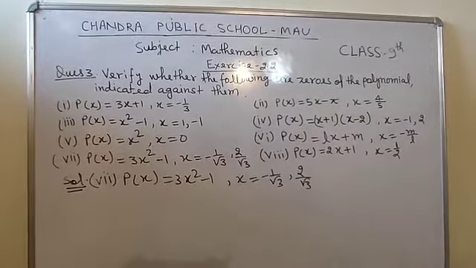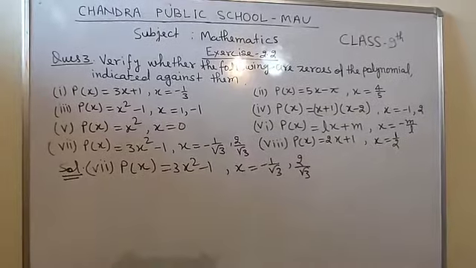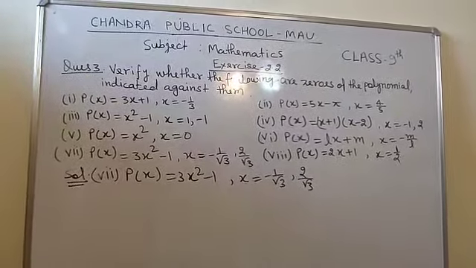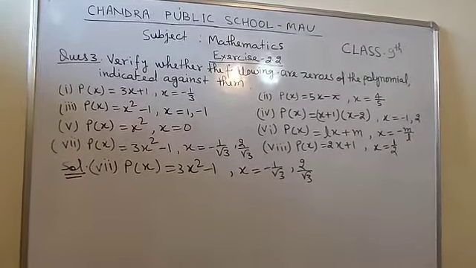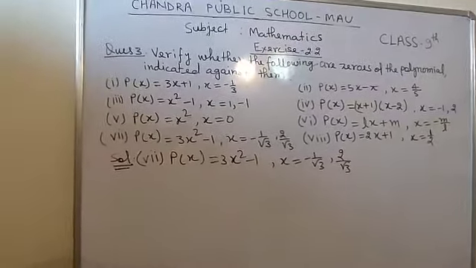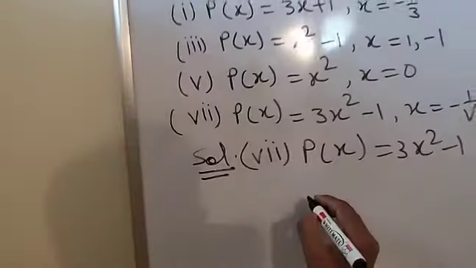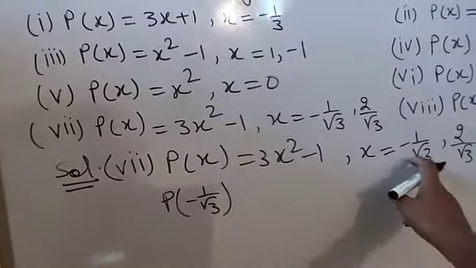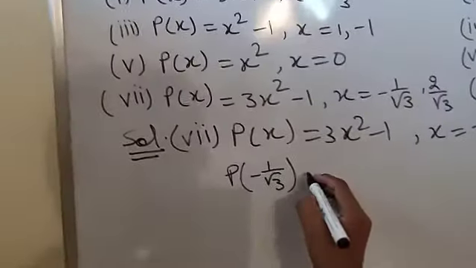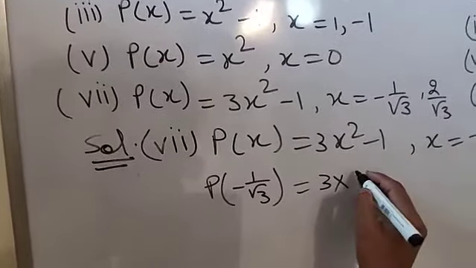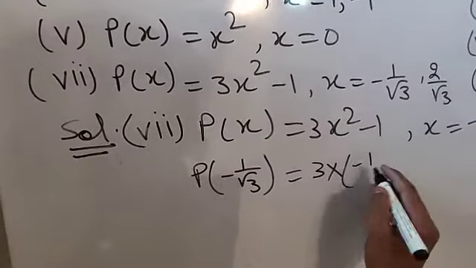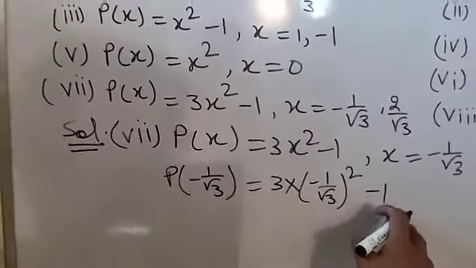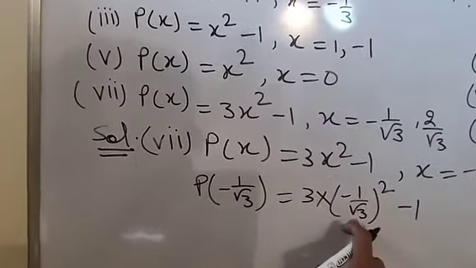Now here I am going to explain the seventh part of the question, the polynomial p(x) equal to 3x square minus 1, and you need to check that polynomial for two values of x, that is -1 by root 3 and 2 by root 3. So first I am going to check for -1 by root 3. So p(-1 by root 3), x will be replaced by -1 by root 3. So it is equal to 3 into x square. It means 3 into (-1 by root 3) square, and -1 will be as it is, only x will be replaced by -1 by root 3.